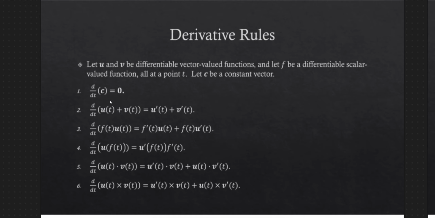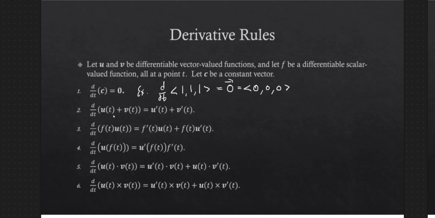For instance, if we want to take the derivative of a constant vector, so for example, the derivative of a vector like <1, 1, 1>, I just get the zero vector. Remember, that's the zero vector, not the constant zero. It looks like this in 3 dimensions.